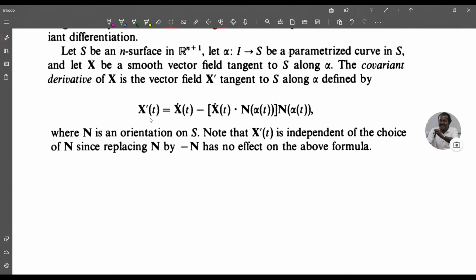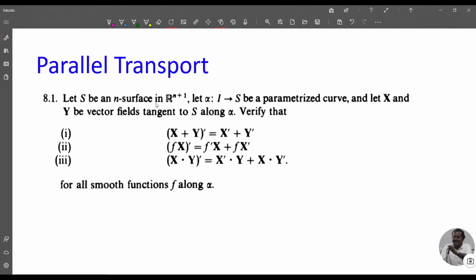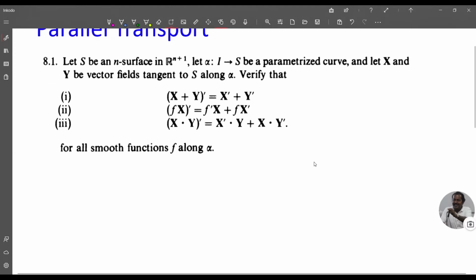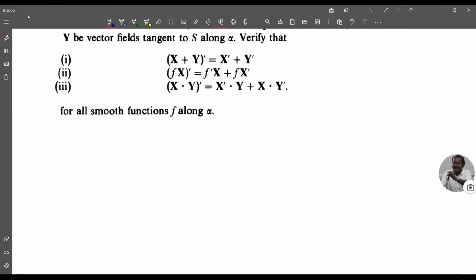Now we discuss some properties of covariant derivatives. Let S be an n-surface in R^(n+1), alpha from I to S be a parameterized curve, and let x and y be vector fields tangent to S along alpha. Verify that (x plus y) prime equals x prime plus y prime, (fx) prime equals f prime x plus f x prime, and (x dot y) prime equals x prime dot y plus x dot y prime, for all smooth functions f along alpha. So we prove one proof.